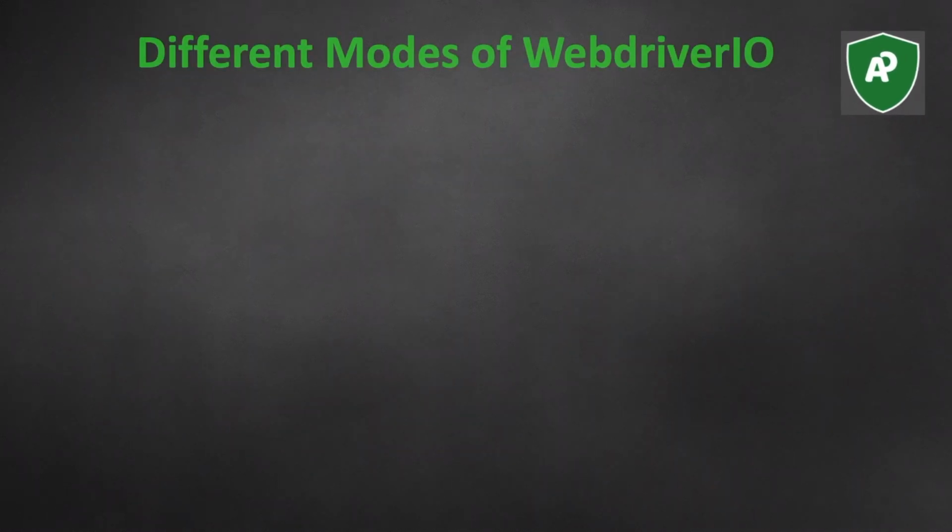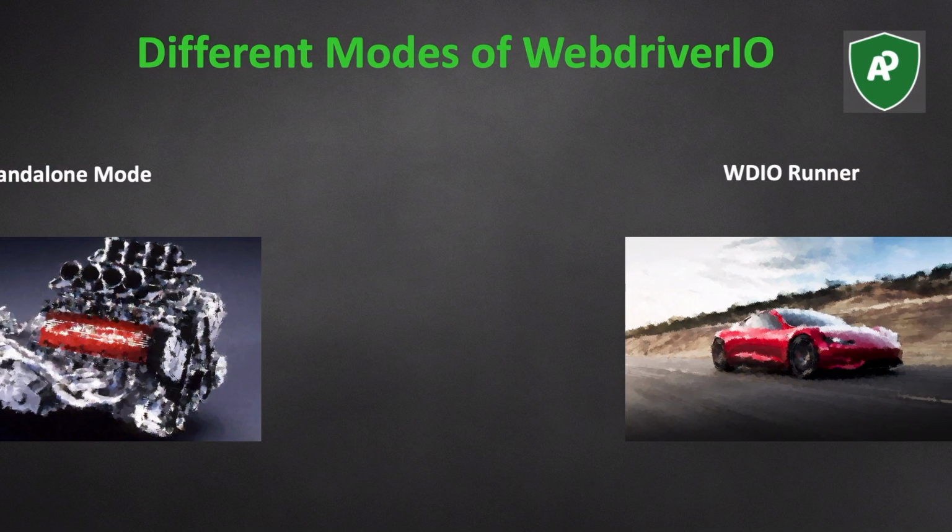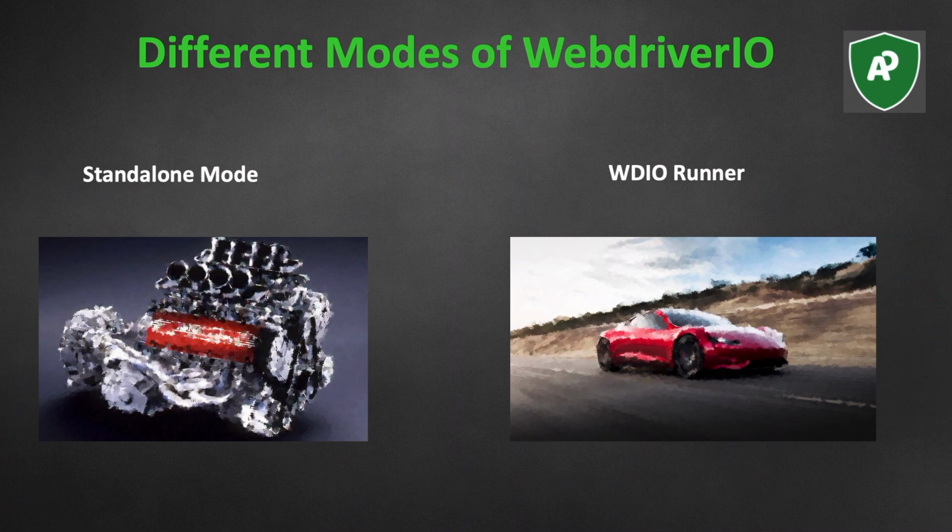Alright, so there are two different ways in which you can create the WebdriverIO automation scripts. One is the standalone mode and the other one is the WDIO runner mode. Standalone mode just has the WebdriverIO library. You'll have to do everything else by yourself, like a reporter or a framework, or everything else you need to design by yourself. And it is also written in an asynchronous way. So if you need a synchronized way of scripting, then you will have to do it all by yourself.